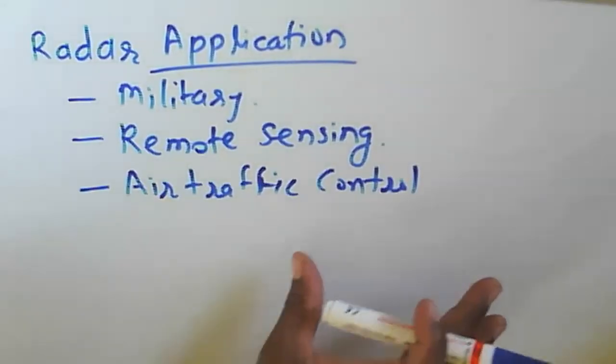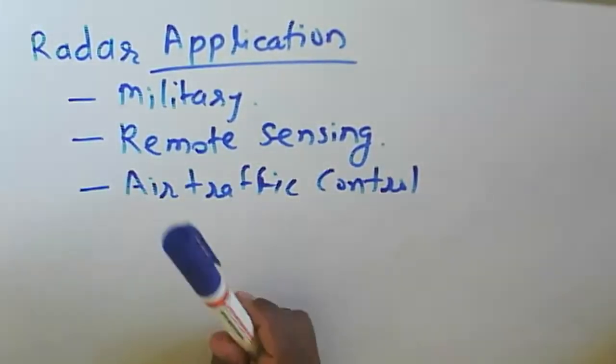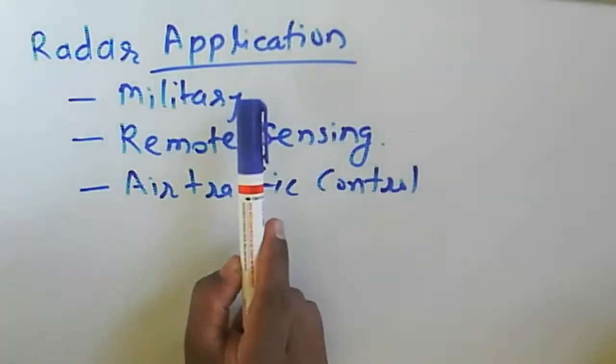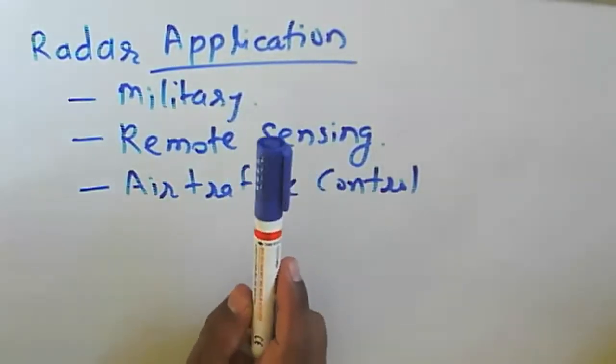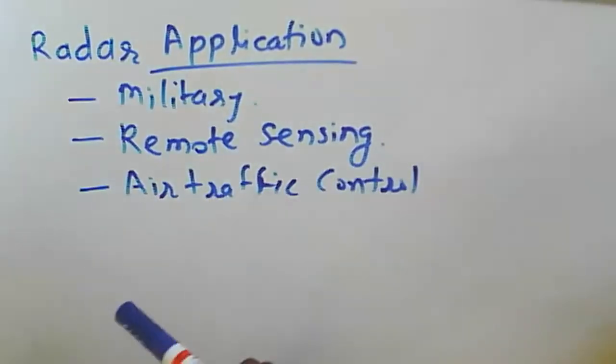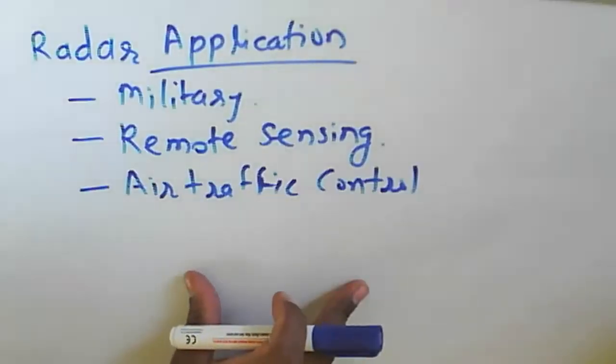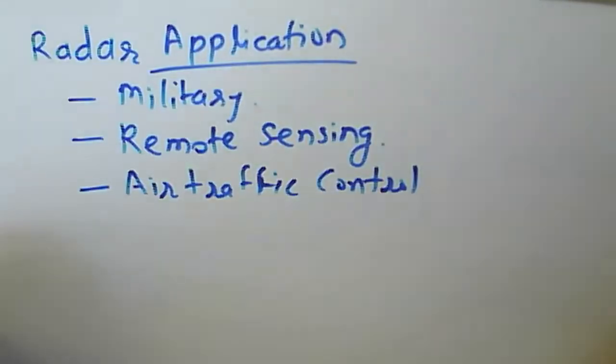Mostly radars are there, and that radar is scanning. Scanning means what? It is 360-degree rotating. Military radar is again 360-degree rotating. This remote sensing radar is fixed at a particular position. So these are the scanning radars, which are rotating 360 degrees.